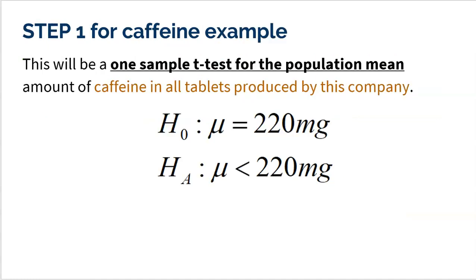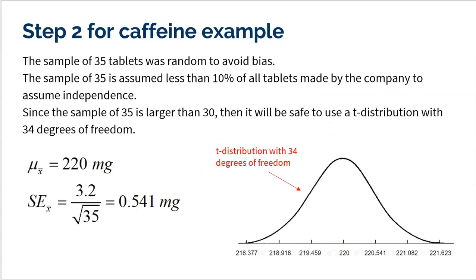Let's briefly run through step 1 and step 2. This is a one-sample t-test for the population mean amount of caffeine of tablets produced by the company. The mu equaling 220 is the null. We're saying that, hey, we have to believe that that is still true, but the alternative is our belief that it's less than that. Step 2 is building the sampling distribution.